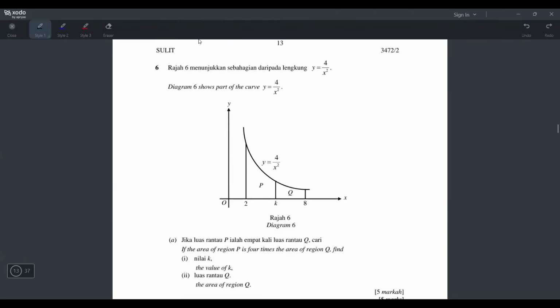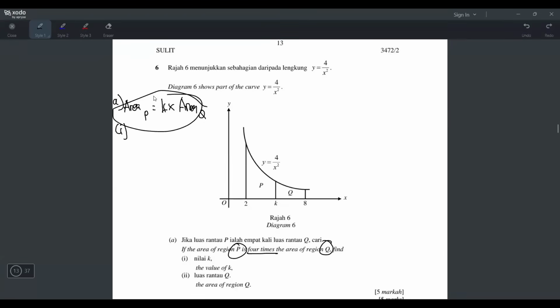Alright, I want to do number 6 now. Diagram 6 shows part of the curve y equals 4 over x squared. Okay, so this is the curve, and they give us some x values here, 2, k, 8. Okay, no problem. Okay, question A. If the area of P is 4 times the area of Q, so area of P equals 4 times area of Q. Question number 1, find the value of k.